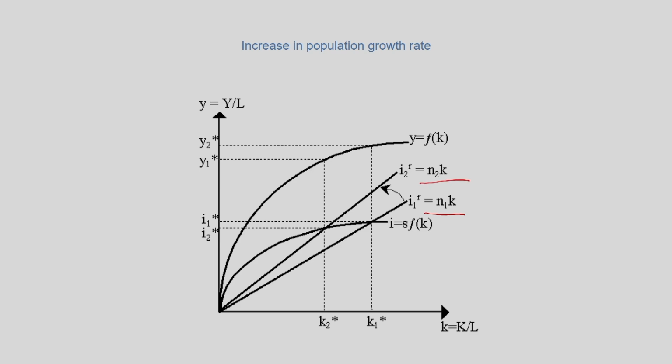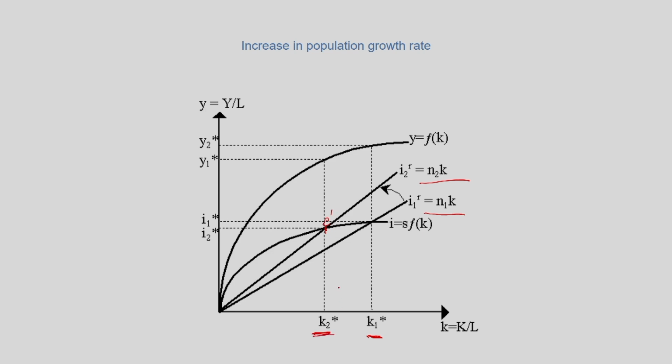That's the question. At the current value of capital stock, K1 star, investment per worker is no longer high enough to keep the capital labor ratio constant in the face of rising population. Therefore, the capital labor ratio begins to fall, and it continues to fall until the point at which the investment per worker curve is equal to the N2K curve, at this point, let's say E bar at K2 star.